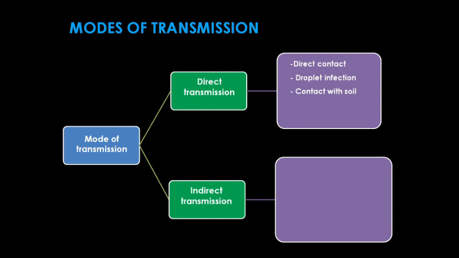The third mode of direct transmission is contact with soil. The infectious agents may come in contact with and expose susceptible host tissue, like hookworm larvae or in tetanus. The next mode of direct transmission is inoculation into the skin or the mucosa. The infectious agents are directly inoculated into the susceptible host through the skin or the mucosa. Example, rabies virus by a dog bite. The last mode of direct transmission is transplacental or vertical transmission.